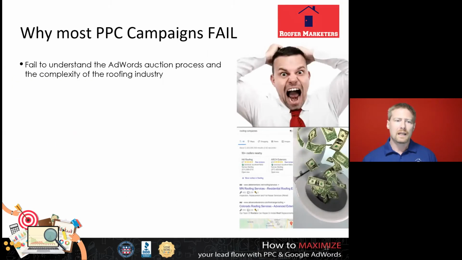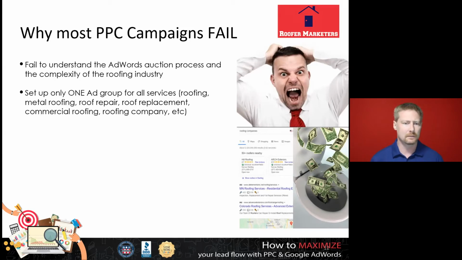Most roofing campaigns fail because they fail to understand the complexity of the AdWords auction process, especially for the roofing industry. Each industry has its own ways that people search and ways that people buy, so there's complexity in there. A lot of campaigns fail because they're only running what we refer to as one ad group. We'll go into the structure of pay-per-click campaigns in Google Ads in a little bit.